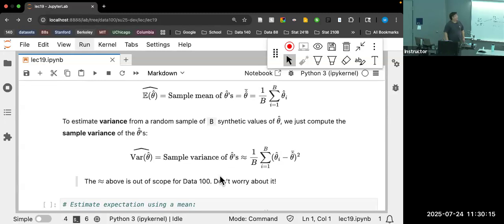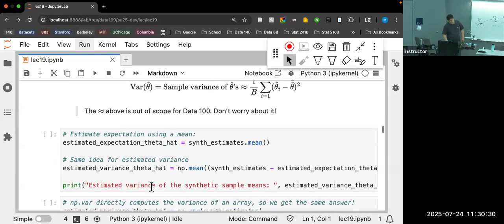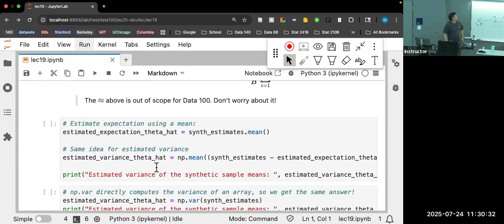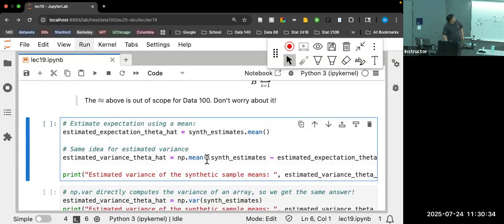Variance is the same thing. I just compute the variance of my x bars to get an estimate for the variance of my estimator. Too many words. Estimate, estimator. So let's just see this in action.